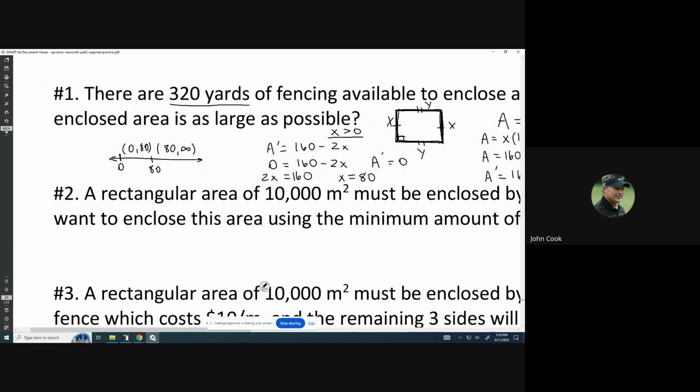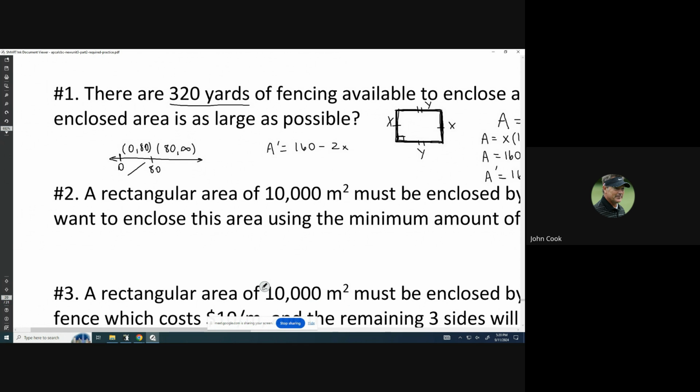So if we take the derivative equation, let me clear out all the stuff that I don't really need here. There we go. We take that derivative equation and pick any number between 0 and 80. Maybe I'd pick 60. 160 minus 2 times 60 is 160 minus 120, which is a positive number, 40. So I know that on the left-hand side, in this interval from 0 to 80, it's going to be increasing. And then if I pick a number in the other interval, I'm hoping it's going to be decreasing.